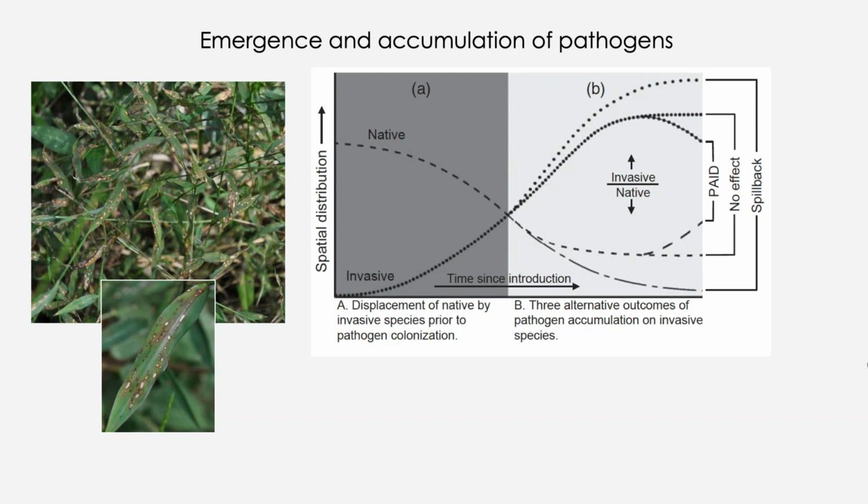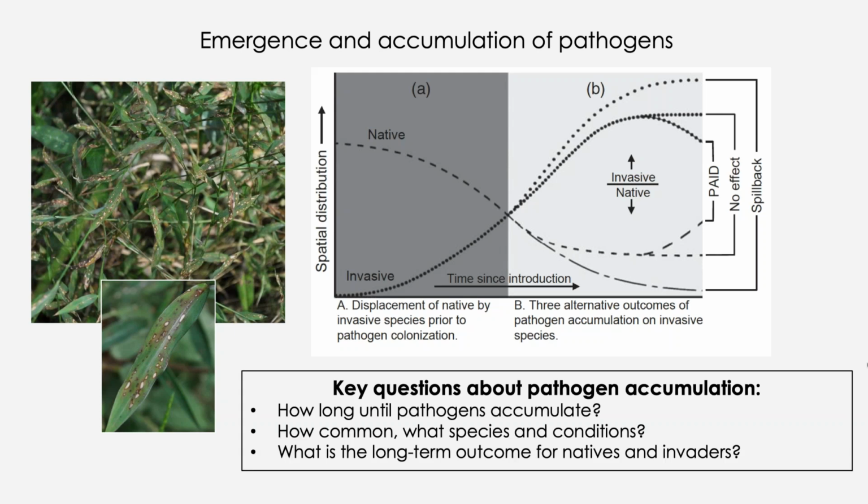However, a third really interesting possibility is that the invader could host the pathogen and tolerate the effects of disease, but then the pathogen could spill back onto native species, causing further decline in their population and actually exacerbate the invasion. And so broadly, we have some key questions about pathogen accumulation across all invaders.